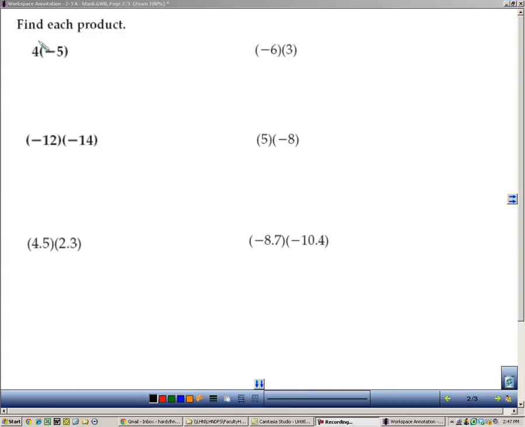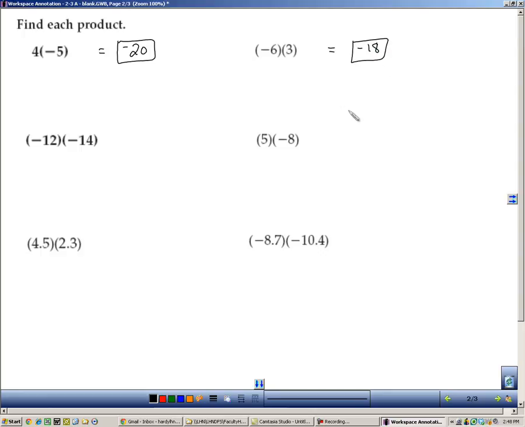Here we're going to multiply numbers and find products, and don't forget our rules: if the same sign is being multiplied, it's positive. If it's a different sign, it's going to be negative. So 4 times 5 is 20, but because one of those is negative, the signs are different, so we end up with a negative 20. Here 6 times 3, one of them is negative, is negative 18. The signs are different when we multiply, so we get a negative answer. Here the signs are the same, so the answer is going to be positive. So this will be positive 168. Here the signs are different, so negative 40.